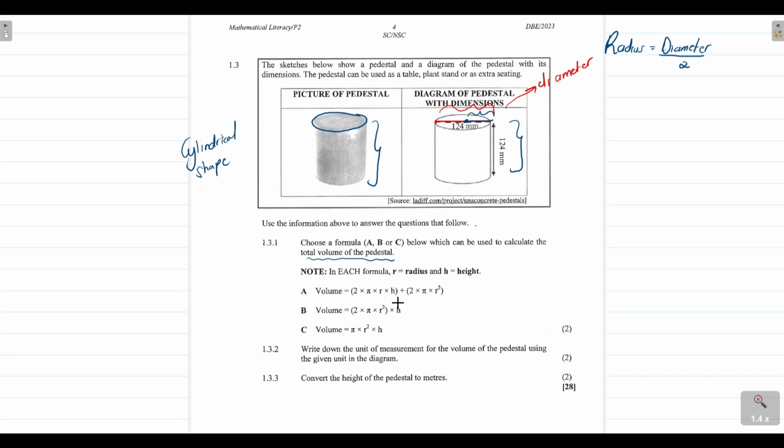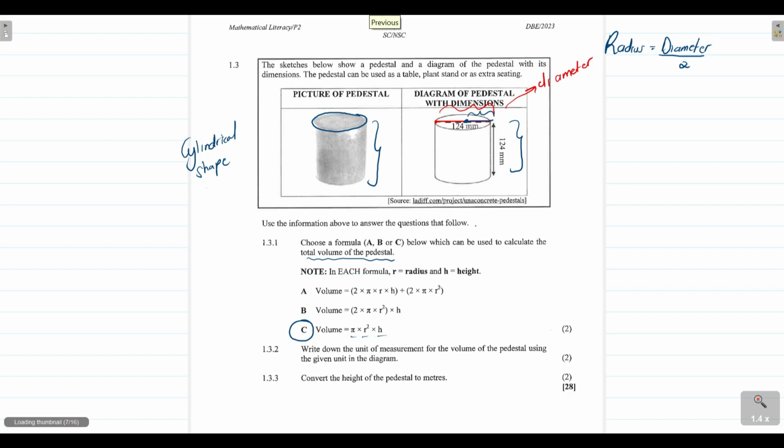So what is the area? We did mention that the area of a circle is pi times r squared. And then you need to multiply by the height, so it's h. So the correct formula that we use to calculate the total volume of the pedestal is C. So question 1.3.1, the answer is C.